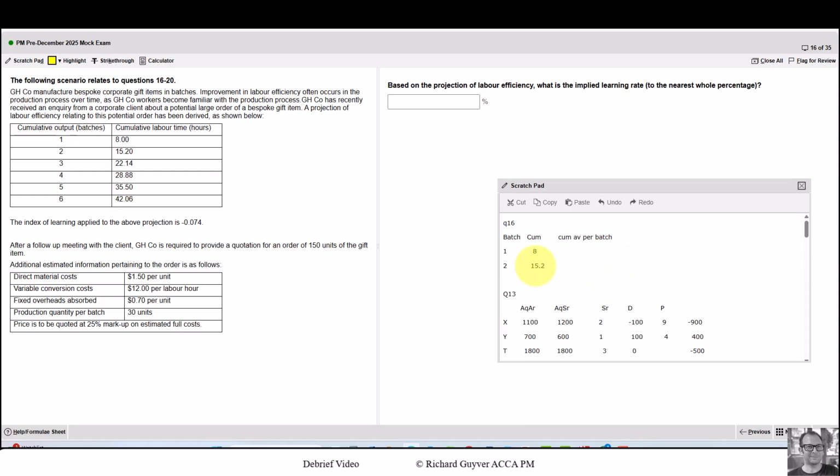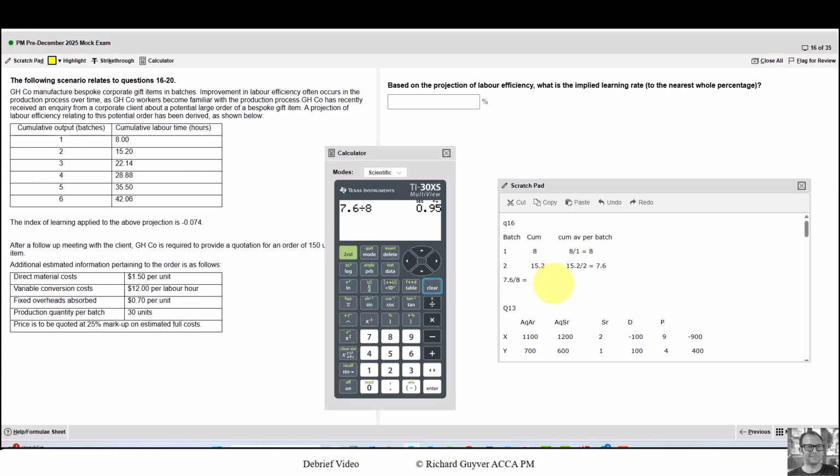I've set up a little table here. I've just copied this top two lines from here. So now the cumulative average per batch is the next line, which is 8 divided by 1 for this one, and 15.2 divided by 2 for the second batch, which is 7.6. So therefore the learning rate is 7.6 over 8, which is 0.95 or 95%.